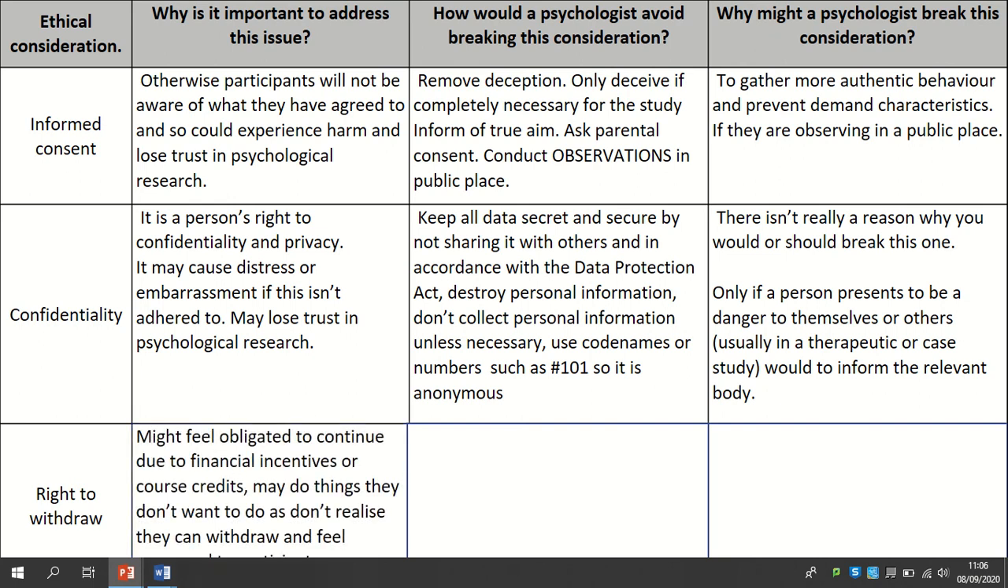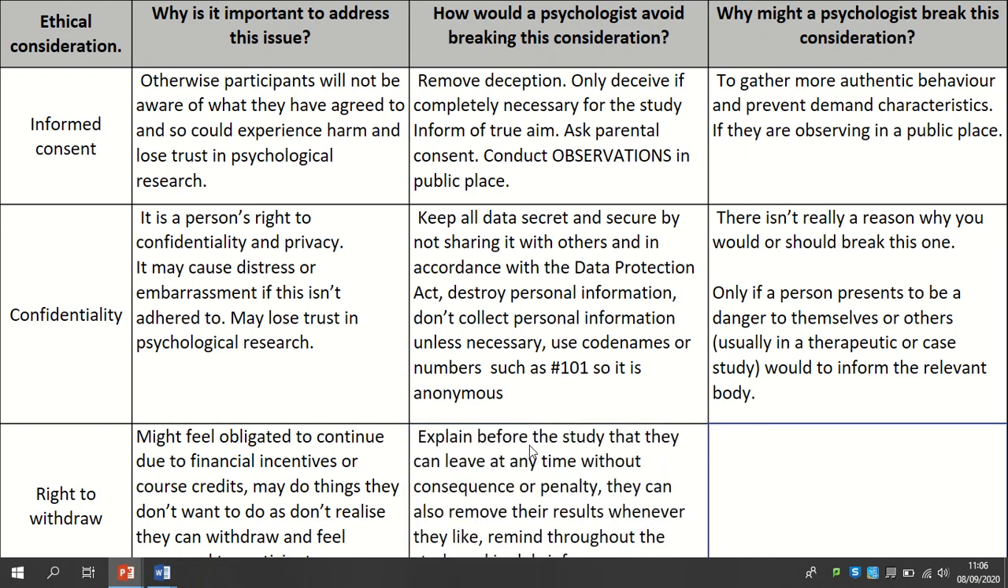And if they feel like they can't withdraw, they may experience harm. They may explain how would you avoid breaking this consideration. You explain to them before the study that they can leave at any time without any penalties, and that they could remove their results at any time as well. And why might you break this?